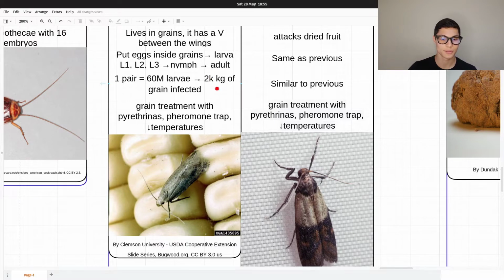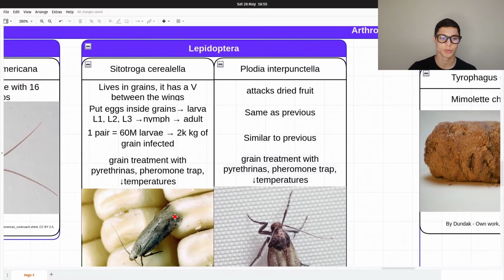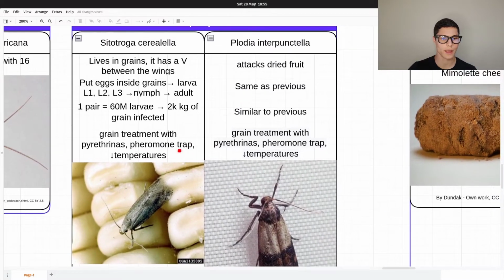2,000 kilos of grain. The prophylaxis for that is grain treatment with pyrethrins, the pheromone trap for the males, and low temperatures will prevent those arthropods from infecting the grains.